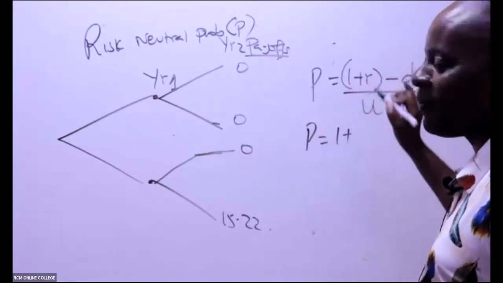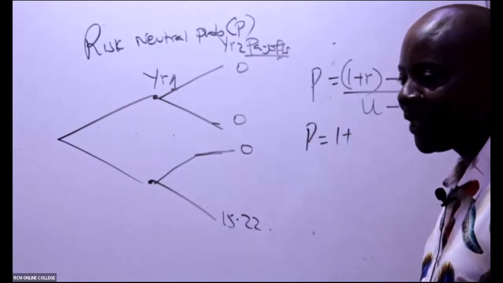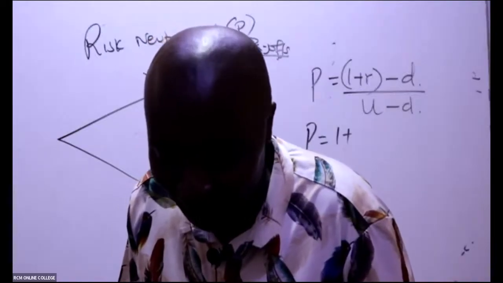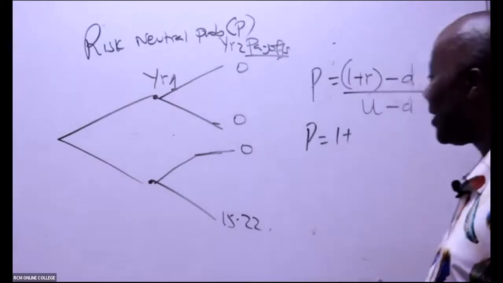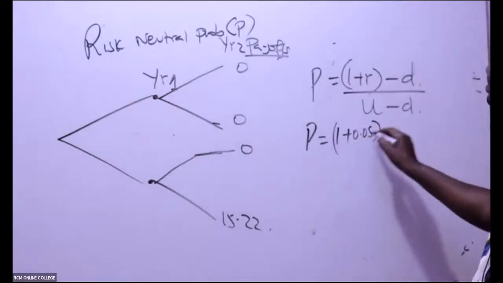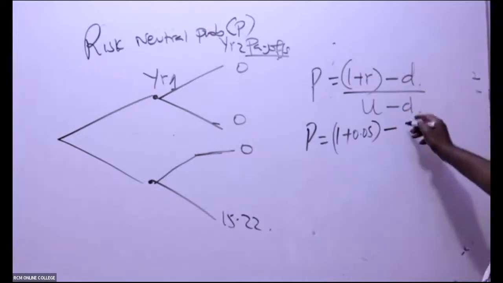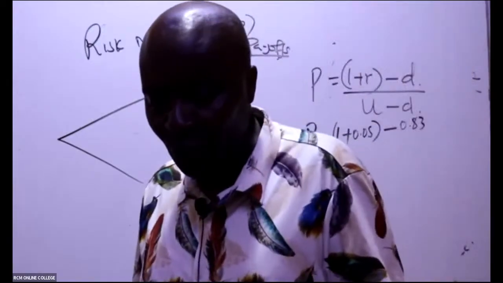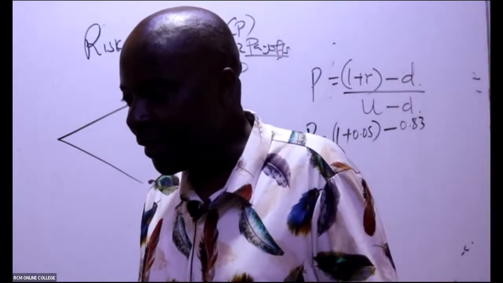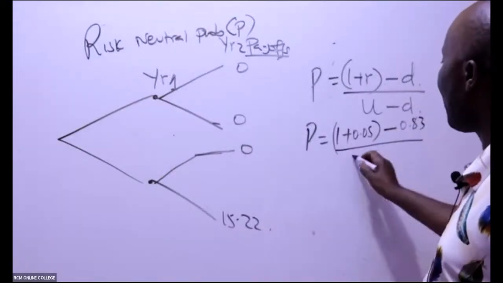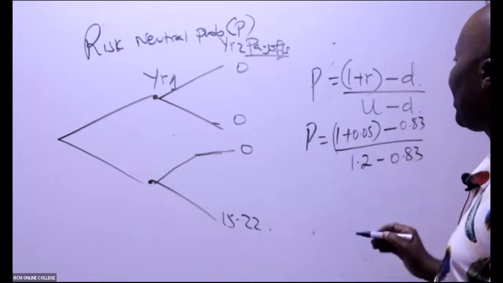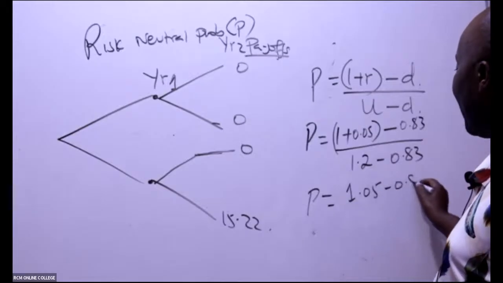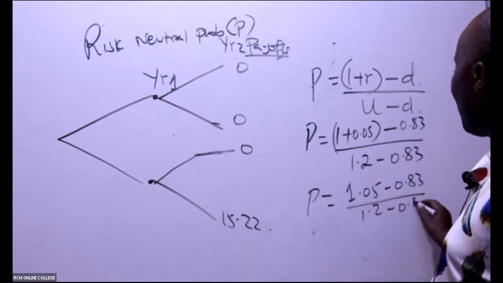Are you able to remember this risk-free rate of return? It's given in the question. 5%, isn't it? So 0.05. Are you able to remember the downstroke? Downstroke was 0.83, and the up was 1.2 minus this down, 0.83. So this risk neutral probability will be 1.05 minus 0.83, all over 1.2 minus 0.83.